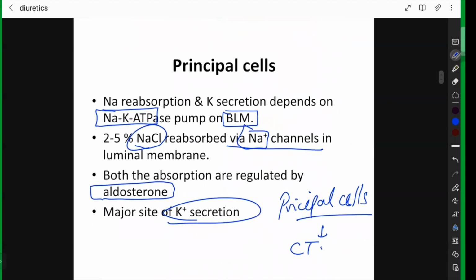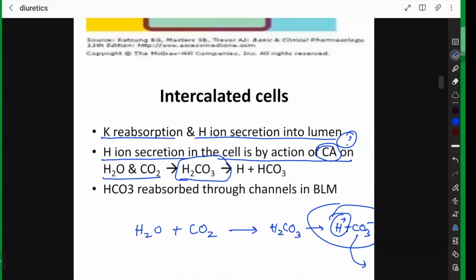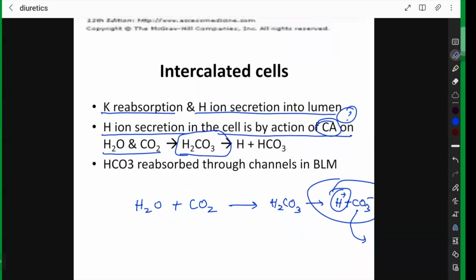Now coming to the principal cells. Sodium resorption and potassium excretion depend on the sodium potassium ATPase pump, which is present on the basolateral membrane. About 2 to 5% of your sodium chloride is reabsorbed via the sodium channel in the luminal membrane. Both absorptions are regulated by aldosterone. The major site of potassium excretion is the principal cells. Then the intercalated cells have potassium resorption and hydrogen ion secretion into the lumen. Hydrogen ion secretion in the cell is by the action of the carbonic anhydrase enzyme. Carbonic anhydrase converts water plus CO2 into H2CO3, and H2CO3 into H plus and HCO3 minus.